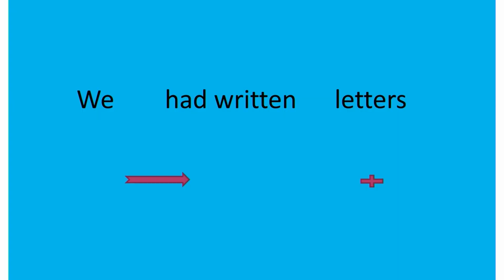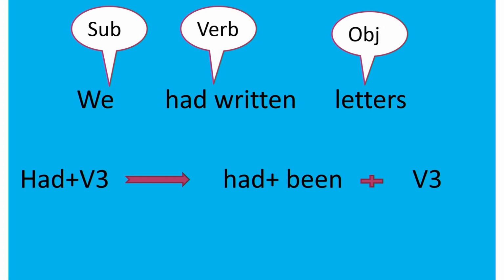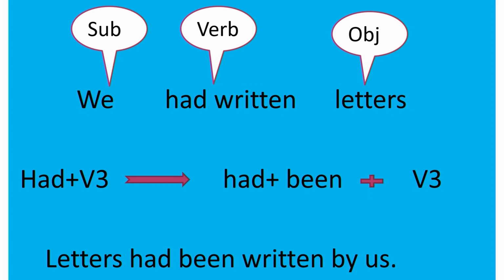Now, let us move to the next. We had written letters, a past perfect sentence. It is very easy. The subject is we, the verb is had written, letters, object. Here there is no question of changing the helping verb, we can change easily. Had plus verb 3, in the passive voice had plus been plus verb 3. Now, it is very easy. Letters had been written by us. These are the changes we should follow.